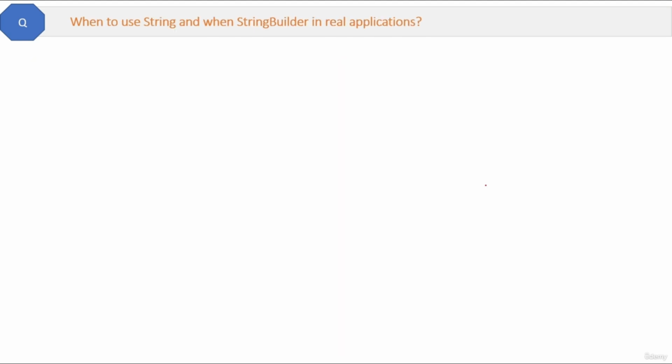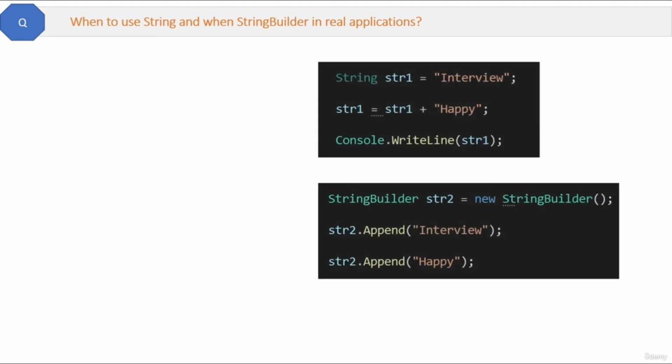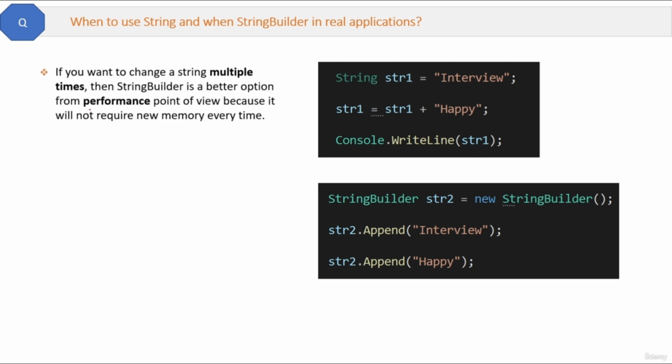When to use a string and when to use a string builder in real applications? Here is the code of the string and here is the code of the string builder. The answer is, if you want to change a string multiple times, then a string builder is the better option from a performance point of view, because it will not create a new string every time, and in memory also there will be only one string. The same string will be updated. But if you have a string which is updated only once or twice, then you should prefer a string only, because a string is lightweight in comparison to the string builder class, which is quite heavy.